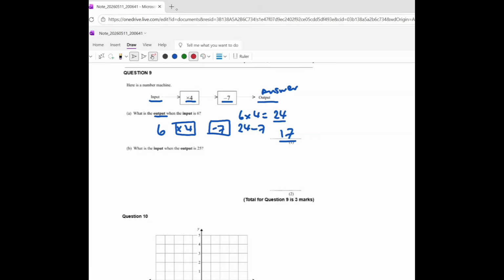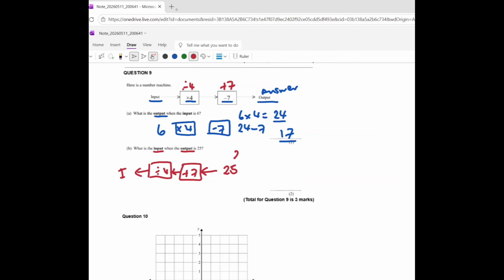Now the one below is asking you to do it in the opposite direction. It says, what is the input when the output is 25? So when the answer is 25, I've got to work backwards to work out what I put in the beginning. So I'm going to do the inverse of these operations because I'm working backwards. So the opposite of take away 7 is to add 7. And the opposite of timesing by 4 is to divide by 4. So when I'm going the other way, I'm going to add 7 first. Then I'm going to divide by 4. And then I will get my input.